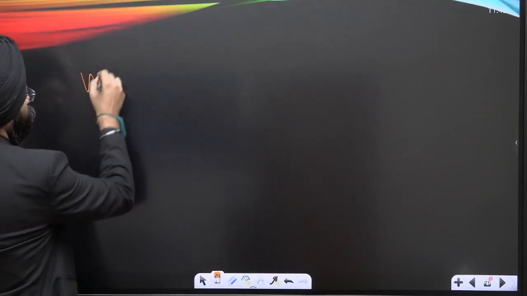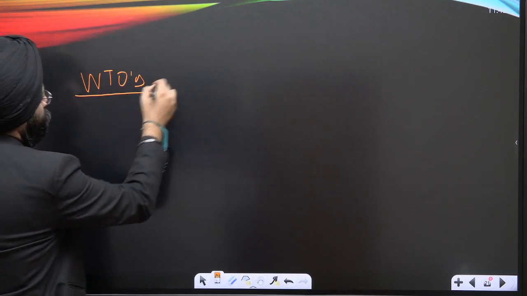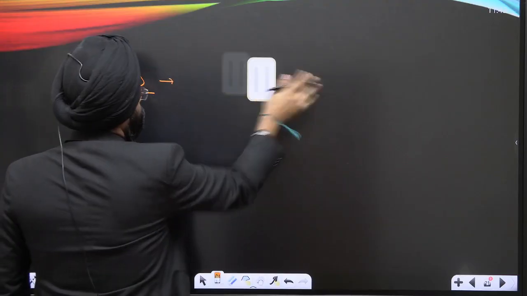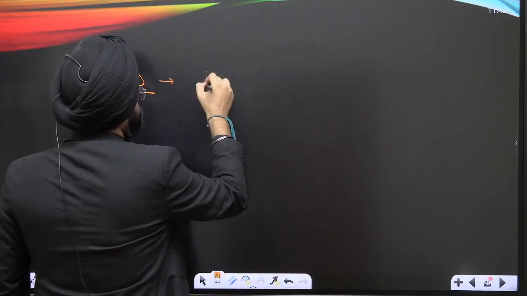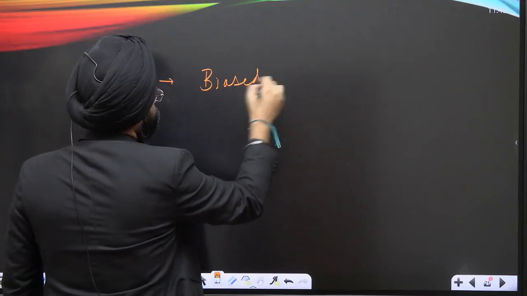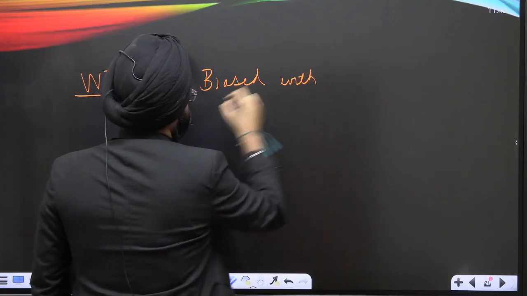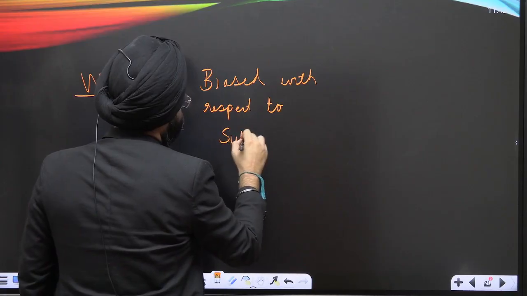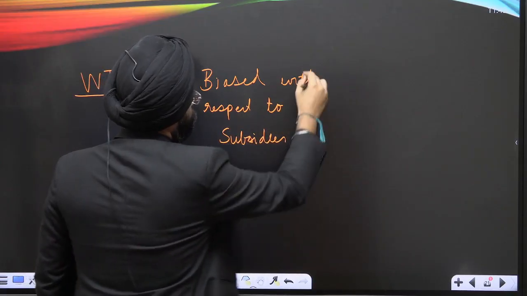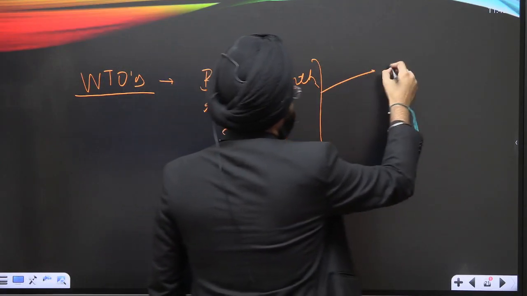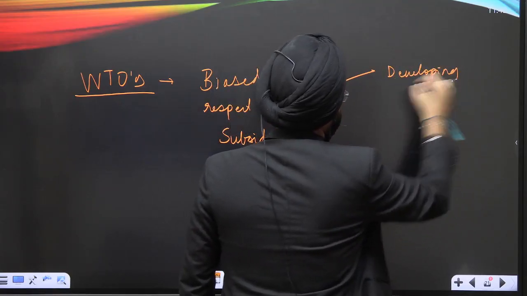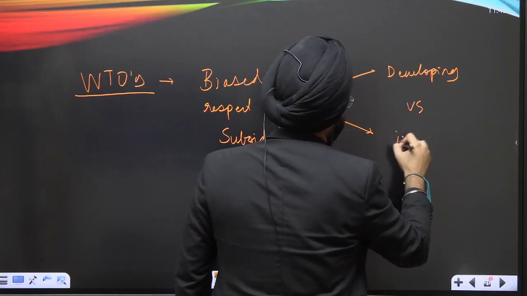So what is the question over here is WTO's partial stand, or let us say being biased with respect to subsidies. What? The developing versus the developed.